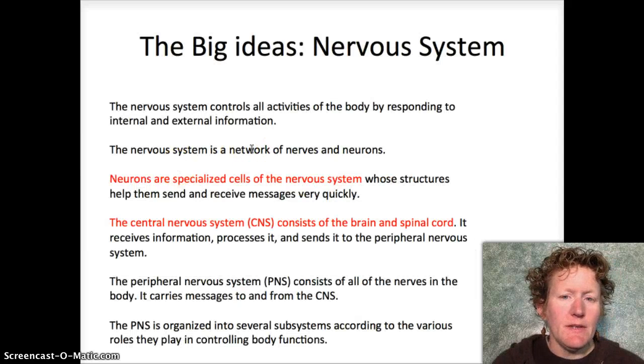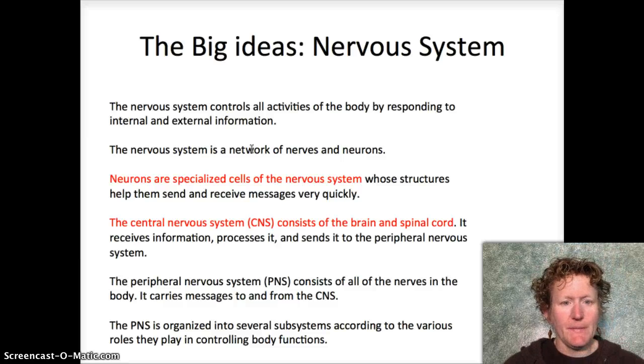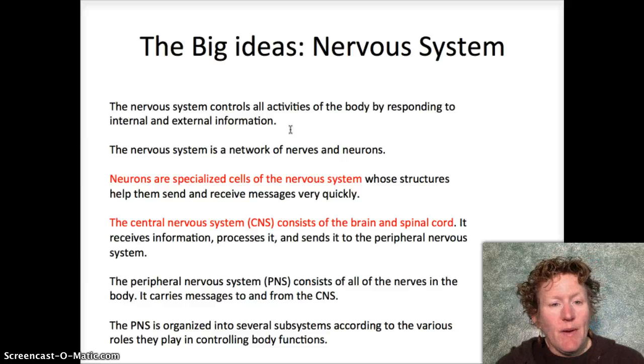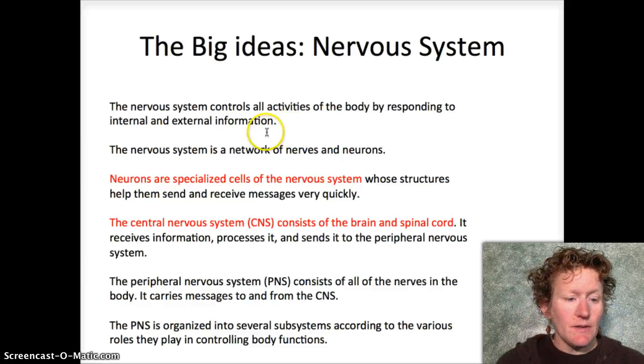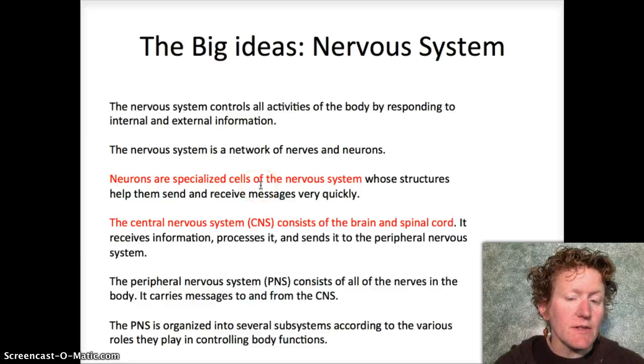Here's some big ideas you need to know about the nervous system. The ones in red are especially important. The nervous system controls all activities of the body by responding to internal and external information. The nervous system is a network of nerves and neurons. Neurons are specialized cells of the nervous system. We'll look at a picture of one in just a moment.